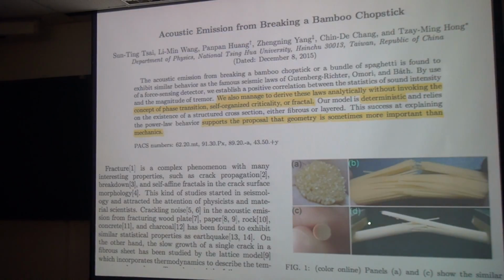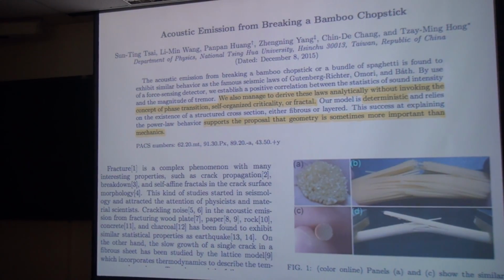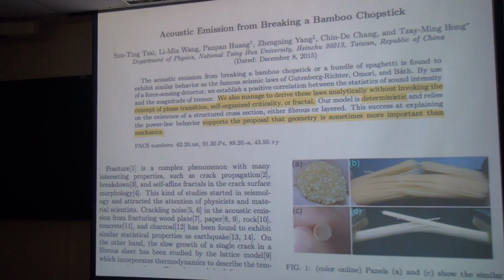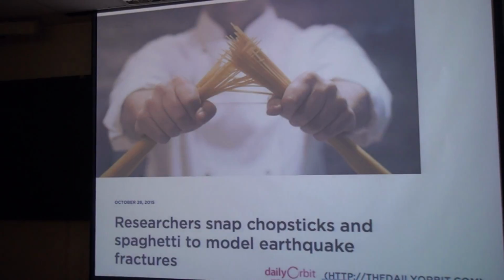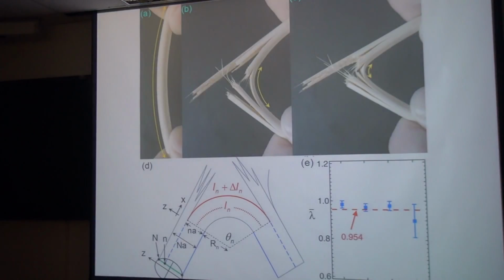Okay? So the main referee says it's a fractal, so it's simple, it's expected. But we said this is not a fractal. Okay? It's periodic, not self-affine. Okay? So this is not fractal. Okay? So in our case, we managed to derive the model without invoking phase transition or SOC or fractal. So that's another selling point. Okay, right? So this is a very important picture.